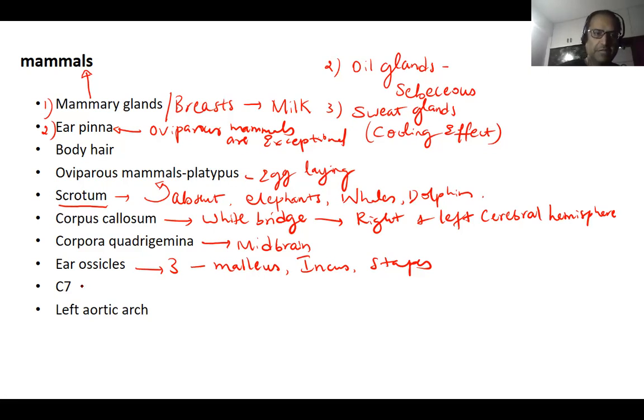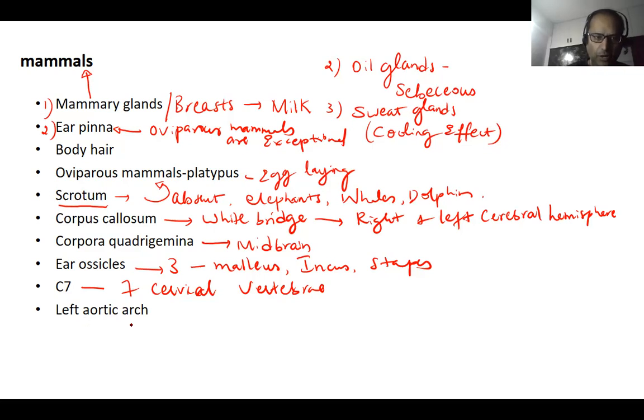Okay, so the next point is C7. What does C7 mean? 7 cervical vertebrae are present. That is a speciality that we need to know. Cervical vertebrae are the vertebrae present in the neck region. So that is also one of the major characteristics of mammals.